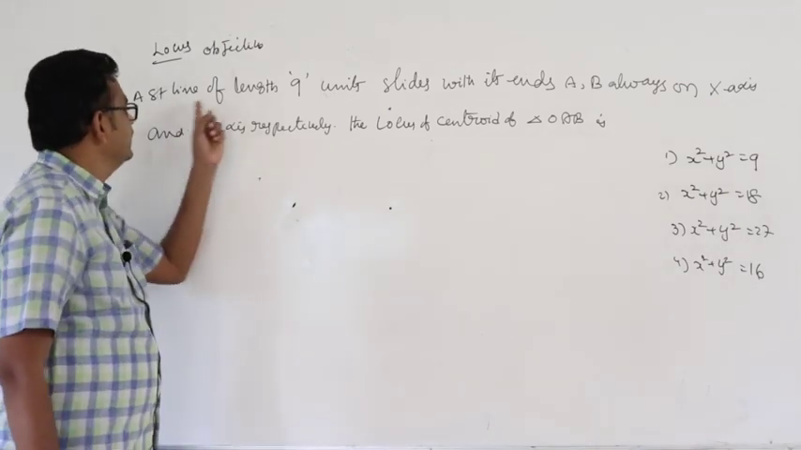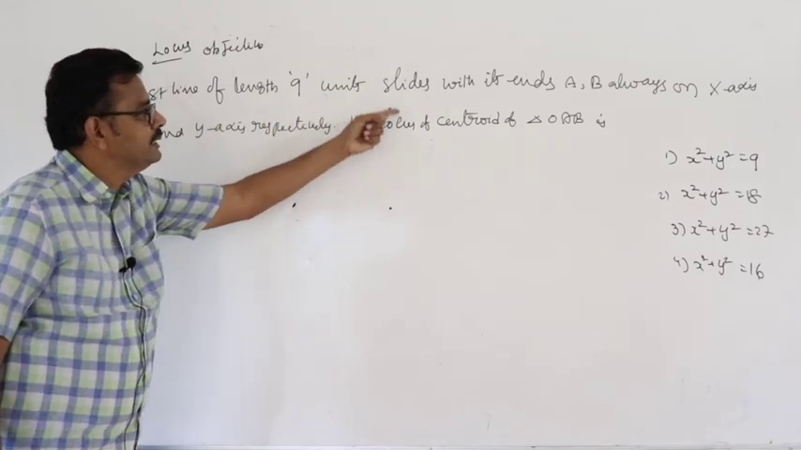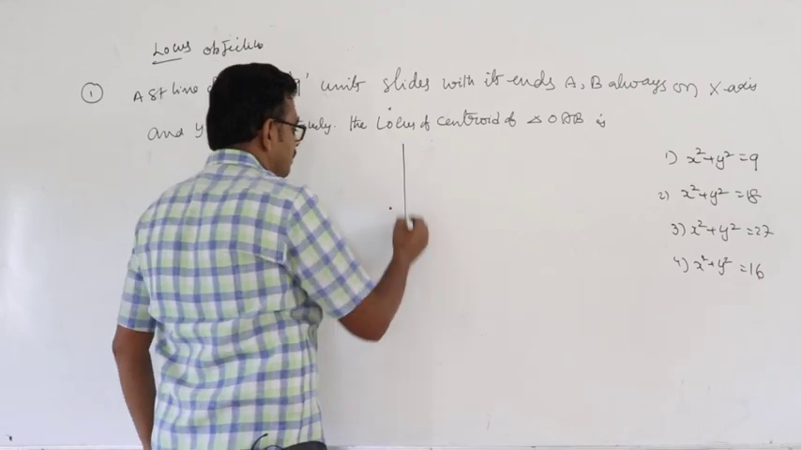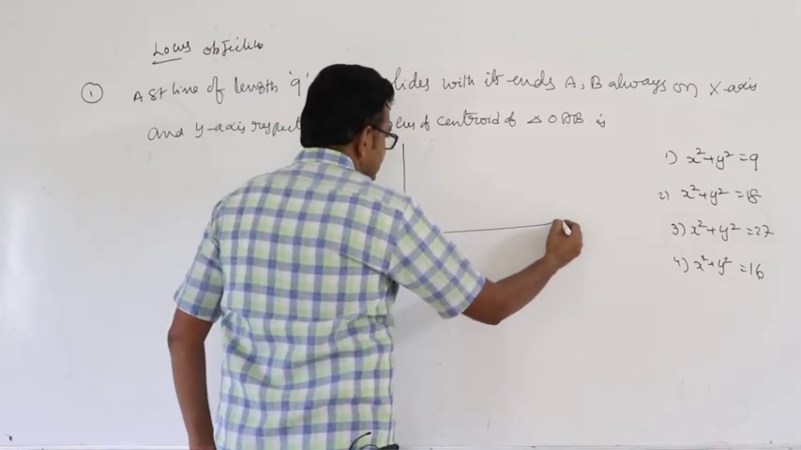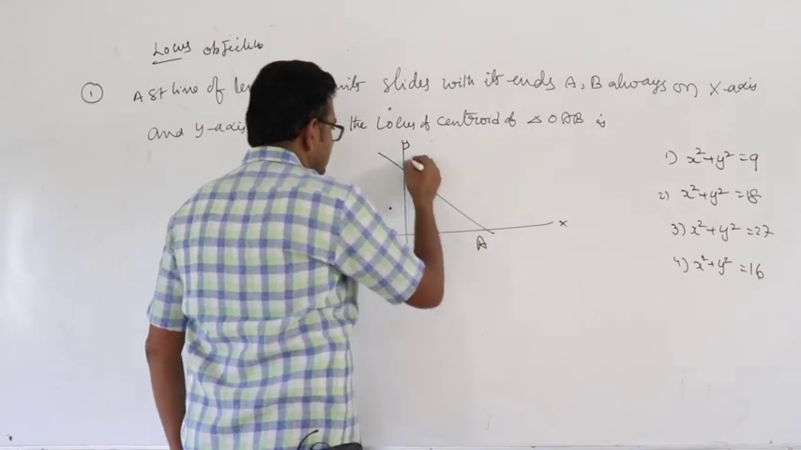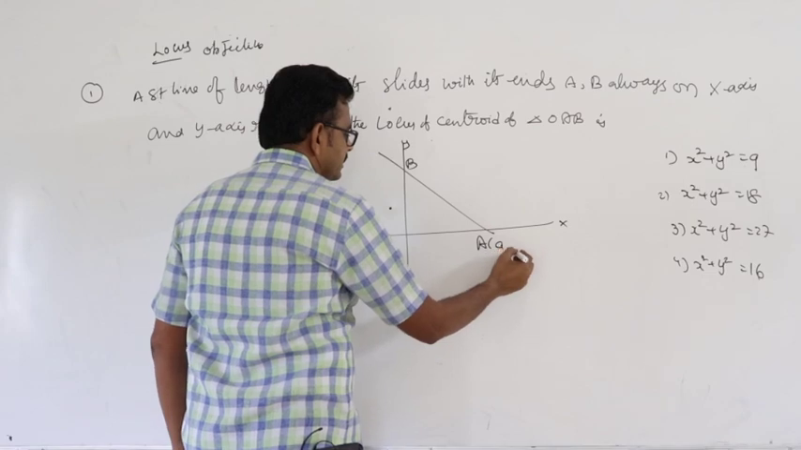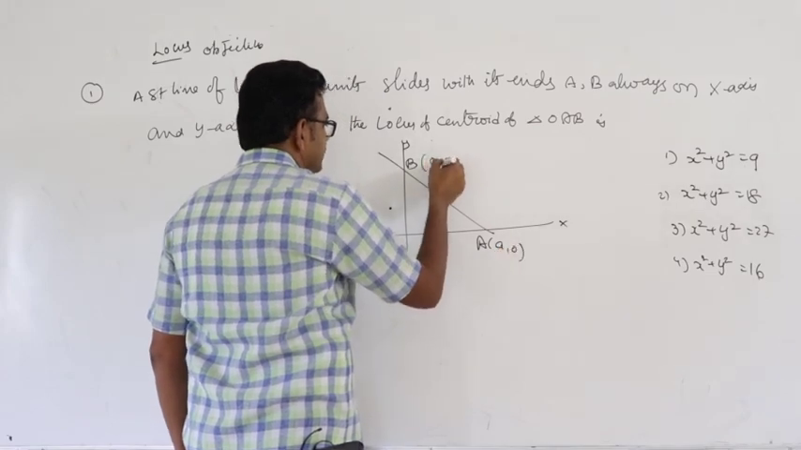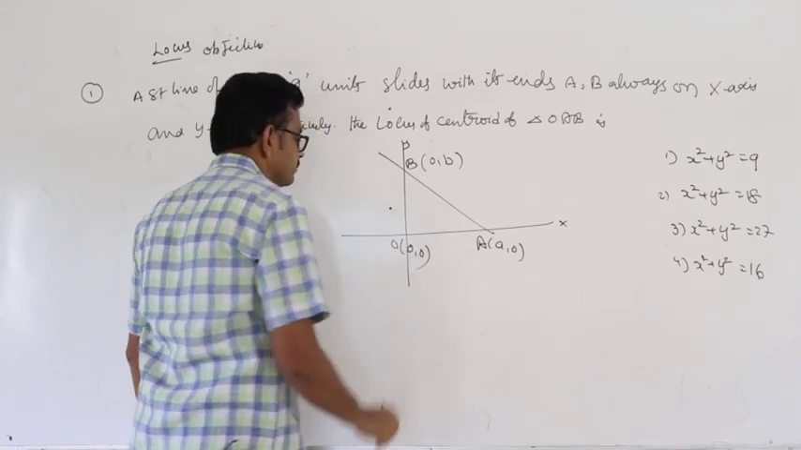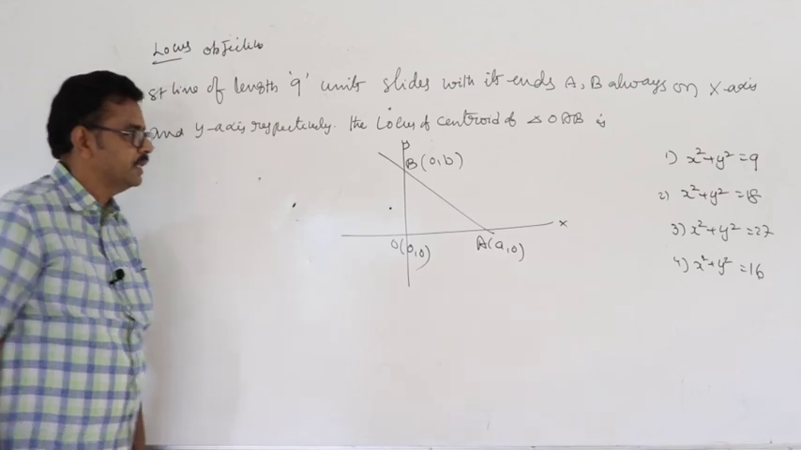A straight line of length 9 units slides with its ends A and B always on x-axis and y-axis. This is the rod of length 9. So let the coordinates of A be a comma 0, coordinates of B be 0 comma b, where O is 0 comma 0. Then the locus of centroid of triangle.